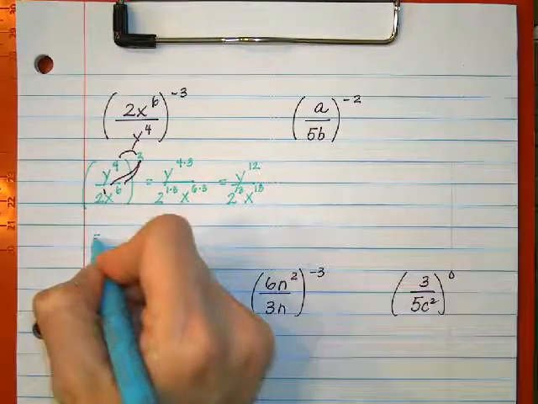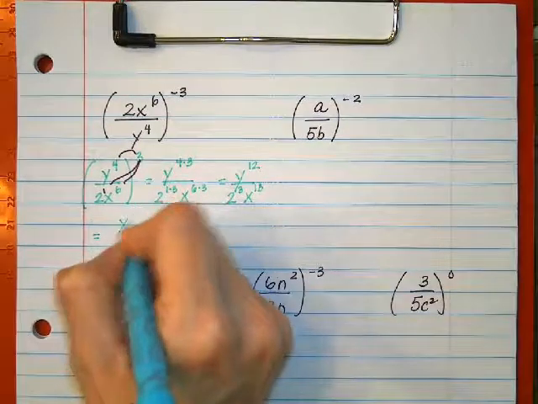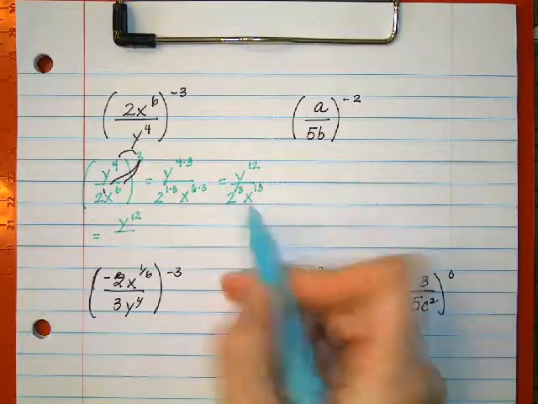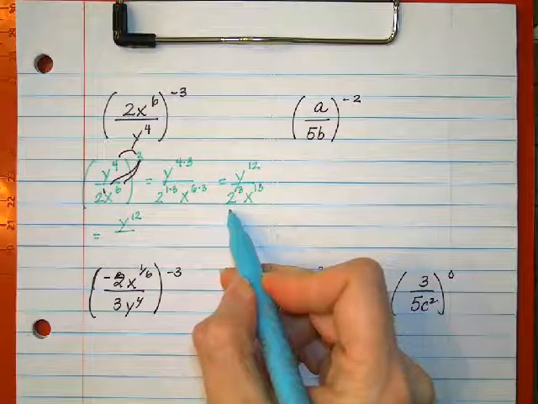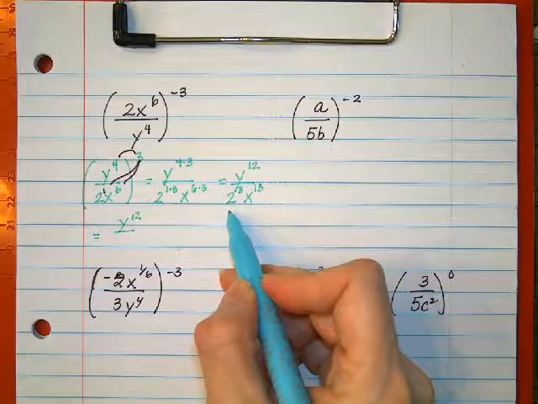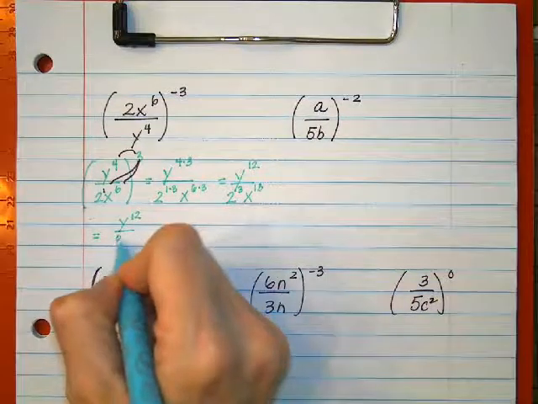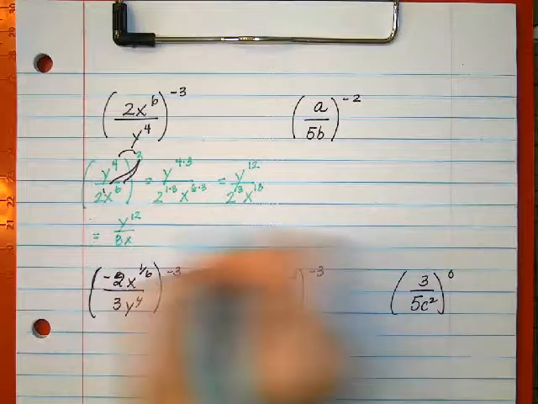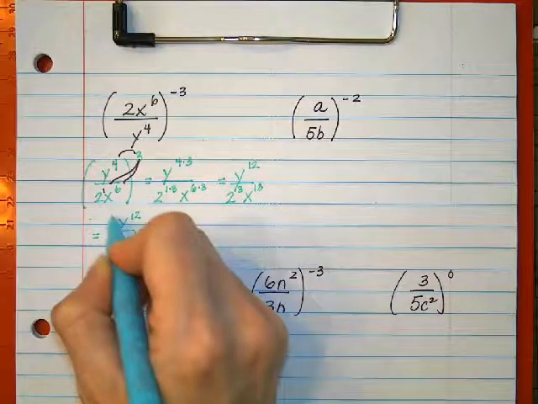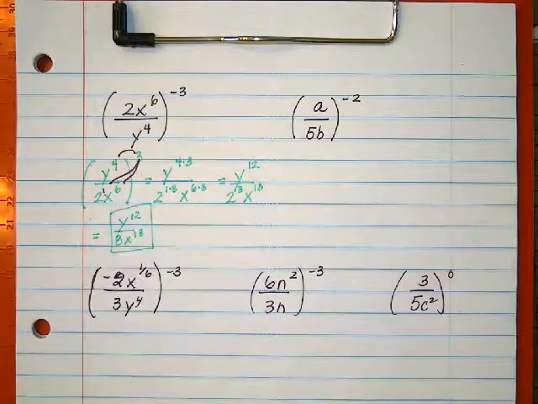So your final answer, our top, we can't do anything with y to the 12th, but we can solve 2 to the third power. So 2 times 2 times 2 again is 8, and then we have our x to the 18th power. And this would be your final answer right here.